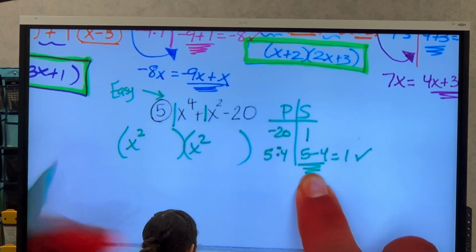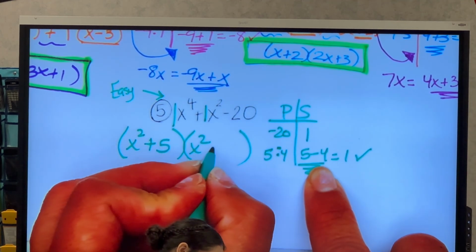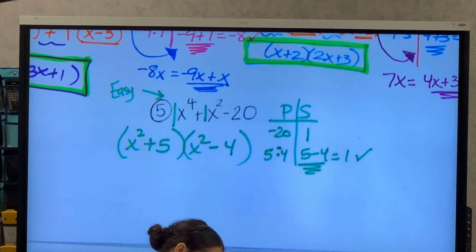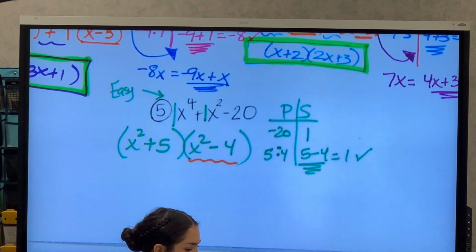And one of these has to have a positive 5 in it. It doesn't matter which one. And then the other one has to have a minus 4 in it. But we're not done yet. Because x squared minus 4, you also learned these last year, is a difference of two perfect squares. So we can still factor that one.